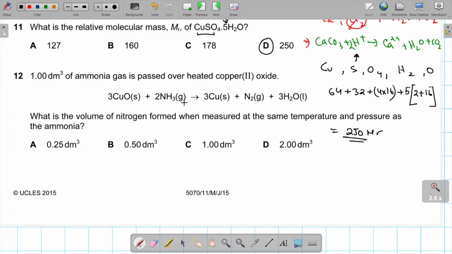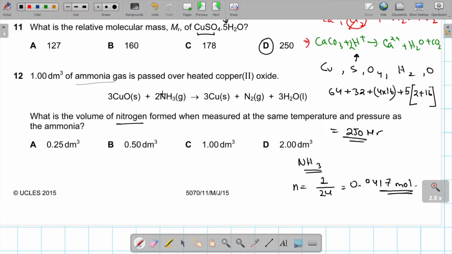So first we have nitrogen. We have to talk about nitrogen. Sorry, ammonia gas, not nitrogen. So let's try to deduce some details about ammonia gas. So let's try to find the moles first. The same temperature and pressure as ammonia. What is the volume of nitrogen gas? Okay, so let's see what you can do. So we know moles is volume over 24. So volume is 1 dm cubed by 24. So 1 by 24 is going to give me 0.0417 moles. So this is this many moles.